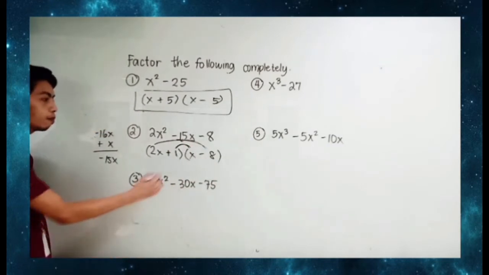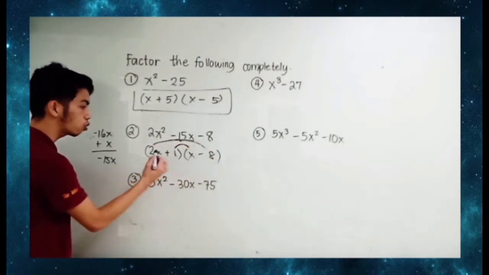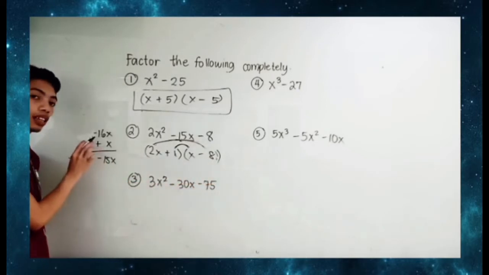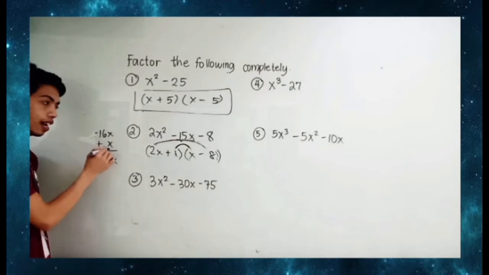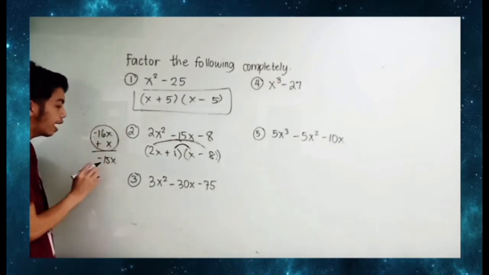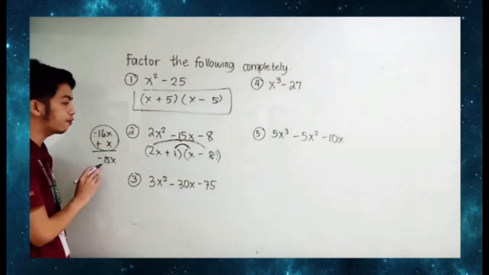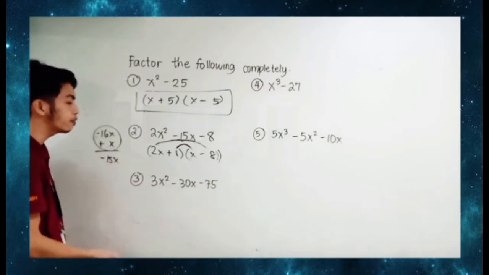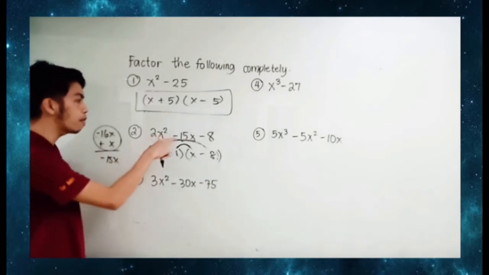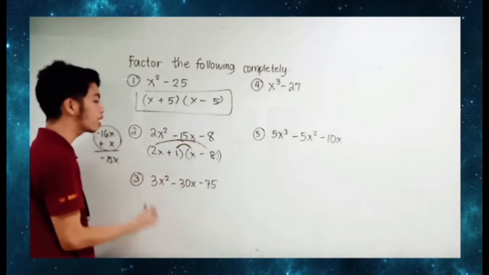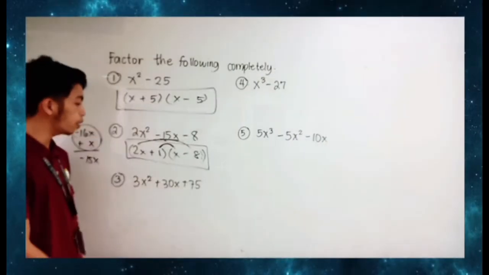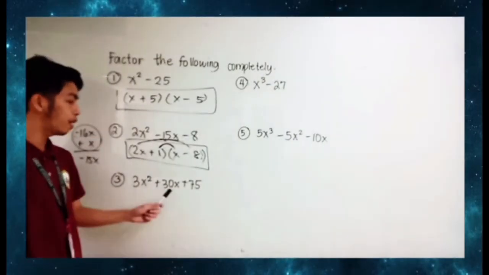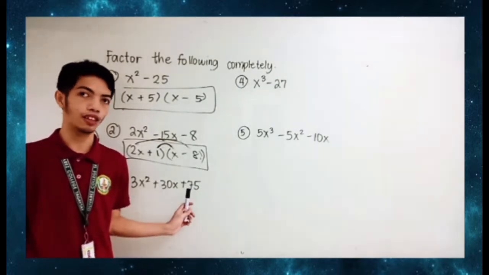And we see that 2x times negative 8 is negative 16x. Positive 1 times x is positive x. And if you combine it together, the answer would be negative 15x. So, ibig sabihin, the factor of 2x squared minus 15x minus 8 is 2x plus 1 times x minus 8. Okay, in number 3, we have 3x squared plus 30x plus 75.